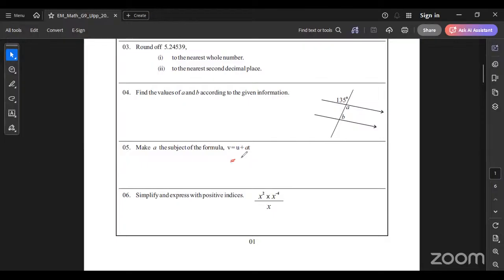Put the equal mark, and U subtract U plus AT, V subtract U. Then U and U cancel out. AT equals V minus U. Now you can divide by T. Why? You want to make A the subject, so you have to divide by T. Then T and T cancel out, right? A equals V minus U divided by T.